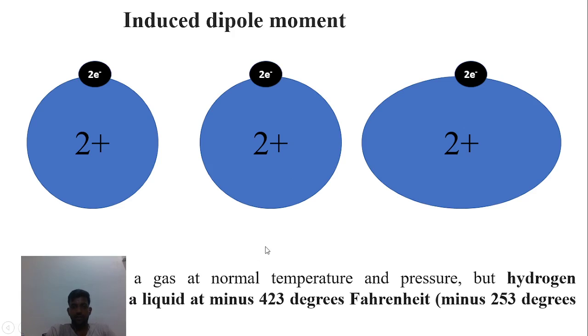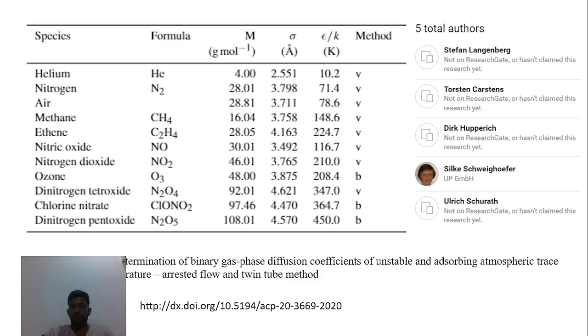With this concept we can say hydrogen is a gas at normal temperature and pressure, but hydrogen condenses to a liquid at minus 253 degrees Celsius. You can just check it on Google. Now there is one piece of information I have used, so I am giving credit to the author.